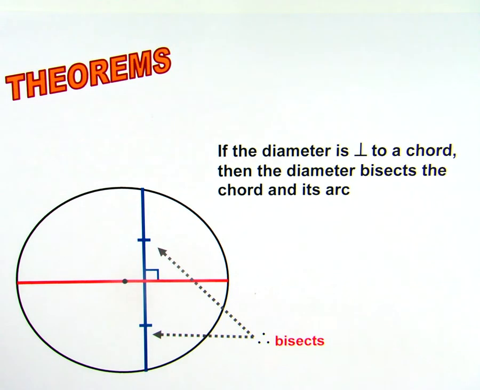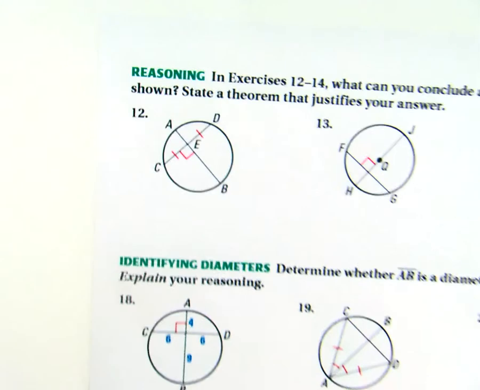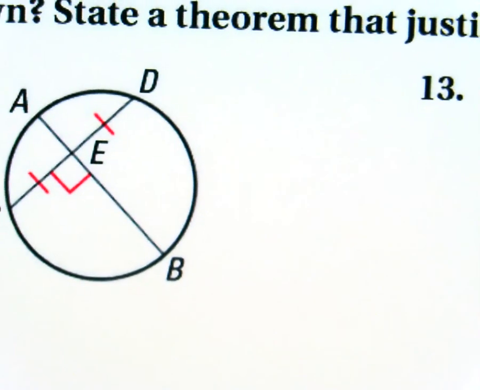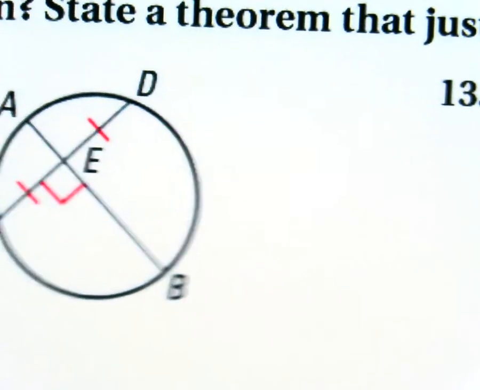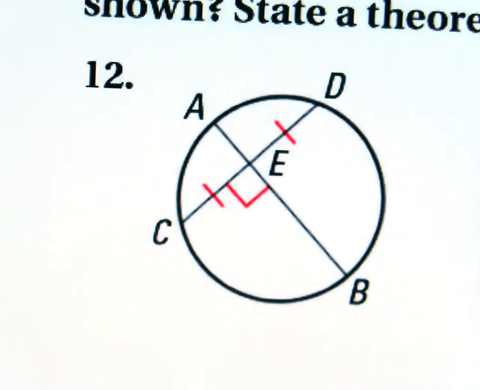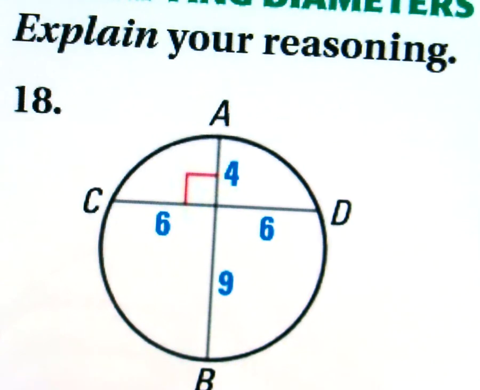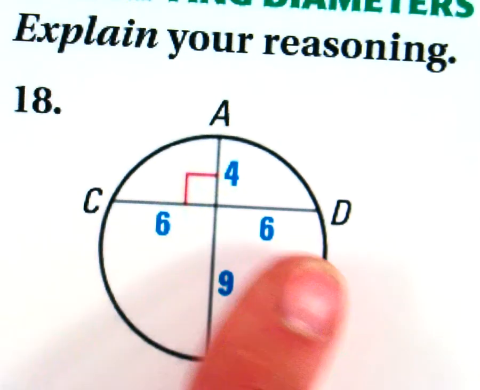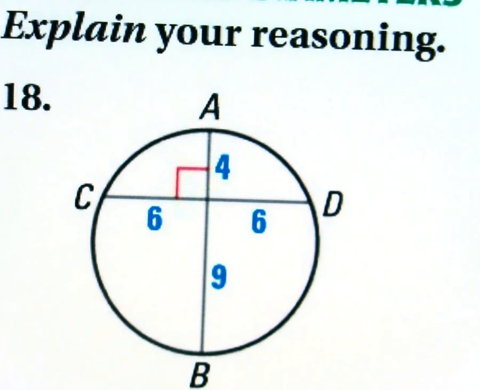A few things to look at here. Okay, what can you conclude here? I can conclude that AB is a diameter because CD is a perpendicular bisector. How about down here? Again, it's perpendicular. AB is perpendicular to CD, and they're equal, 6 and 6. Even though it's not marked as a bisector, it's marked as the same distance.